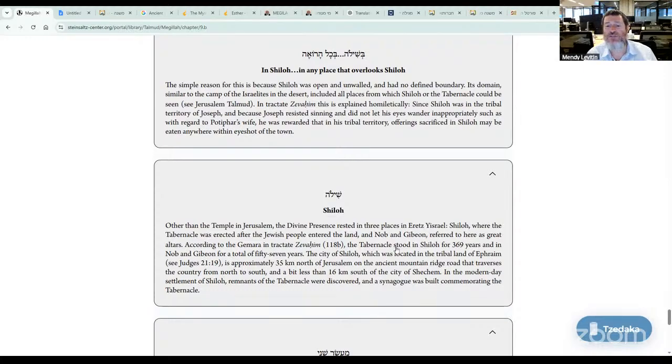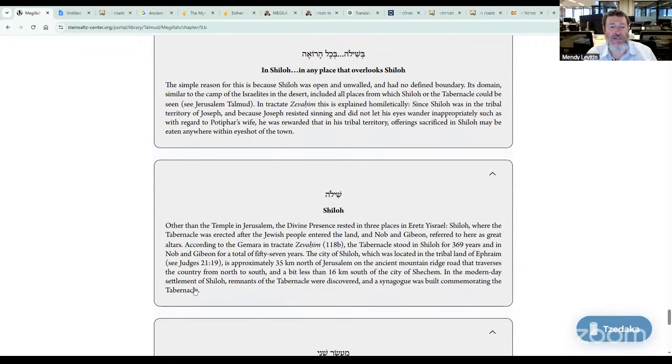The city of Shiloh, which was located in the tribal land of Ephraim, see this in Shoftim, is approximately 35 kilometers north of Jerusalem. If I'm not mistaken, it's northeast of Yerushalayim, on the ancient mountain ridge road that traverses the country from the north to the south, and a bit less than 16 kilometers south of the city of Shechem. So if you're driving up towards Highway 60, it's around that area.